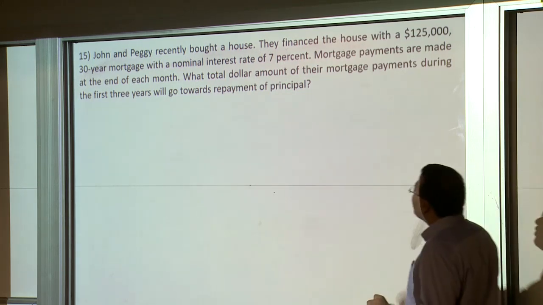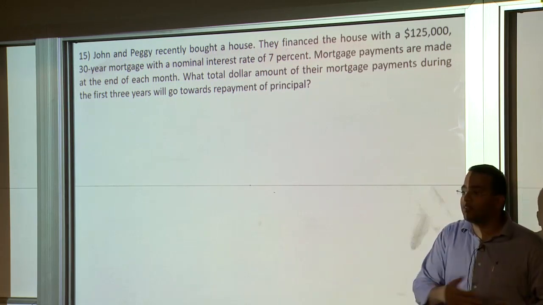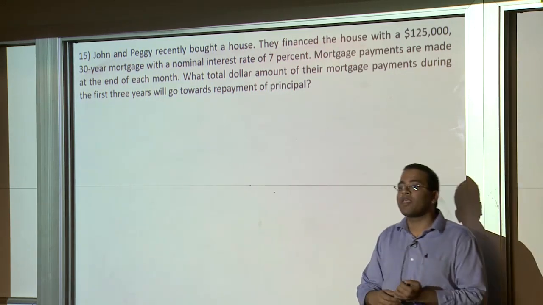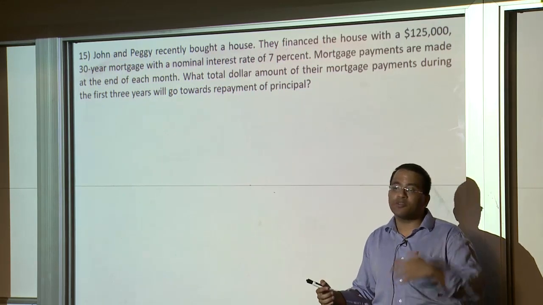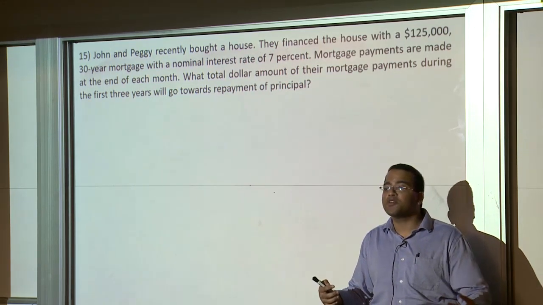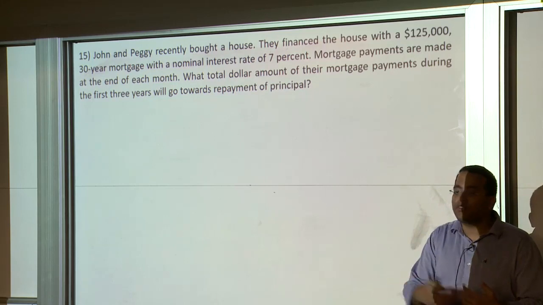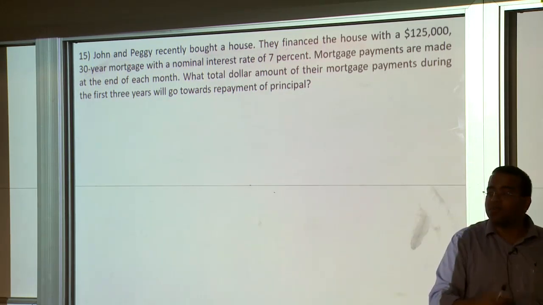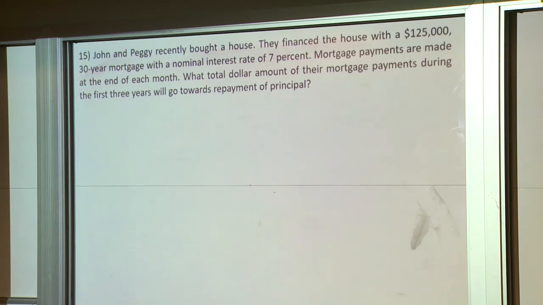So we need to try and find out: they've been making payments for the first 3 years. That's 36 months. How much of these payments have gone towards the principal? How much has the principal gone down? The principal at the beginning of this entire mortgage was $125,000. By how much has it gone down is our question. To solve this, the first thing we need to do is find out how much they are paying every month. What is their monthly payment?